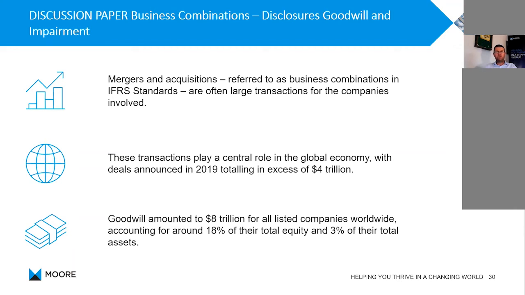AASB 3 scopes those combinations out of the accounting standard, but then it stops. And so there's a real hole about, well, what do you now do? This happens on a regular basis. It's one of the most common questions I get, but there's very little accounting standard guidance on this topic.